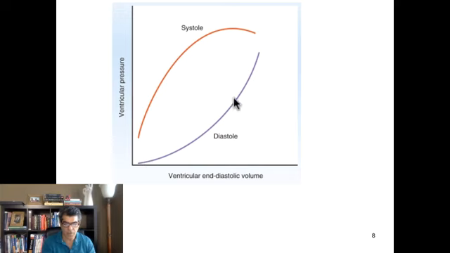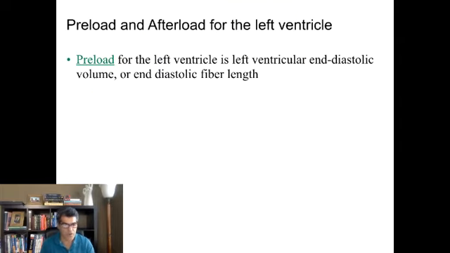So the blue one, this one, shows you're adding blood and you're stretching the heart. So it's a passive tension. This is active tension. This is during diastole. This is during systole. There are a couple of words that I want you to know, and one is preload and the other one afterload.